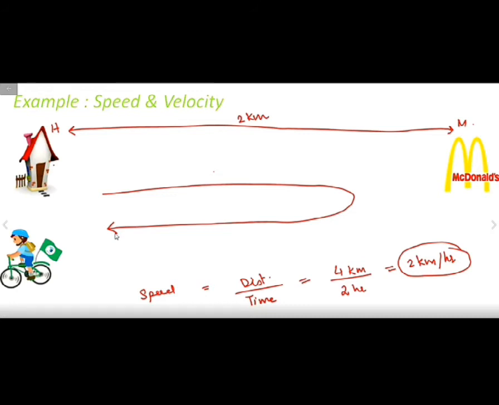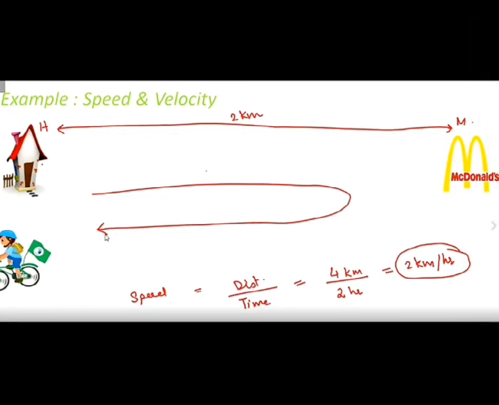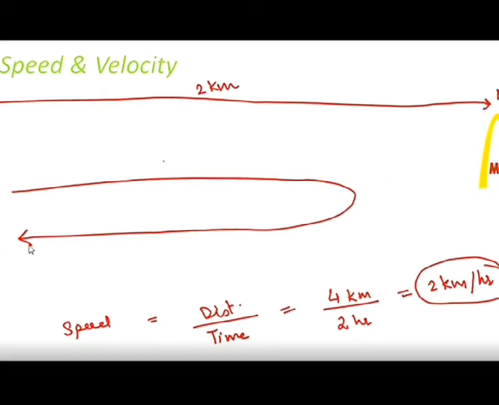Now we'll try to calculate speed in this case. What could be the speed in this case? Speed is nothing but distance divided by time. So what is the distance traveled? That is 2 kilometer while going from house to McDonald's. Then it comes back. Again it travels 2 kilometer, right? So total distance traveled is 2 plus 2, that is 4. Total distance is 4 kilometer.